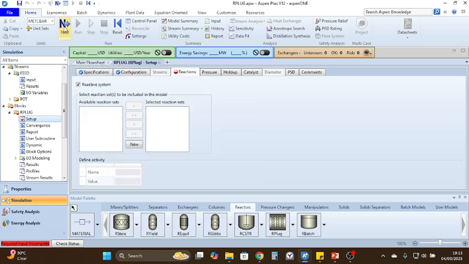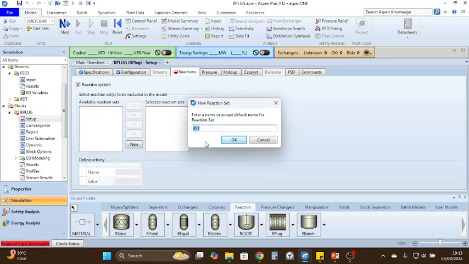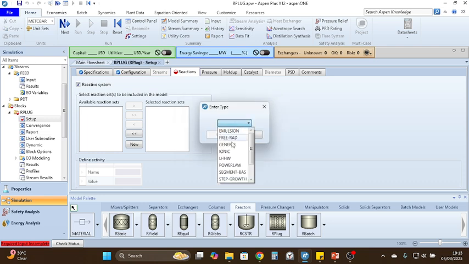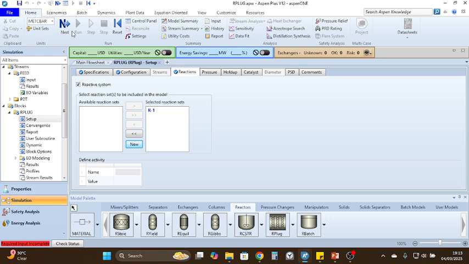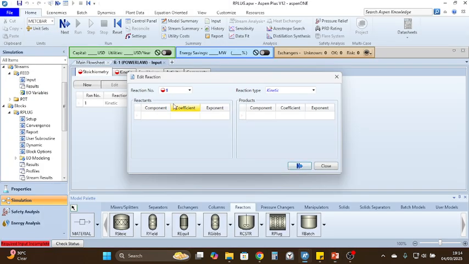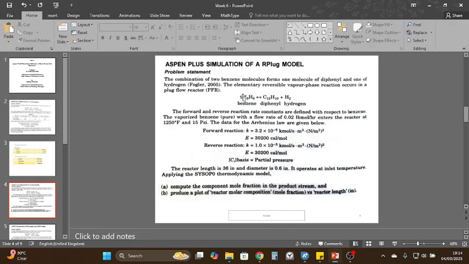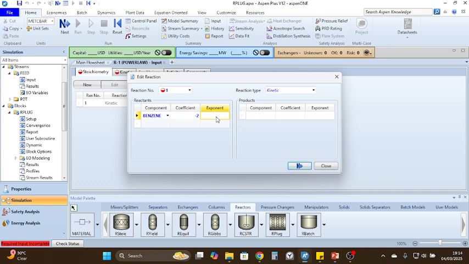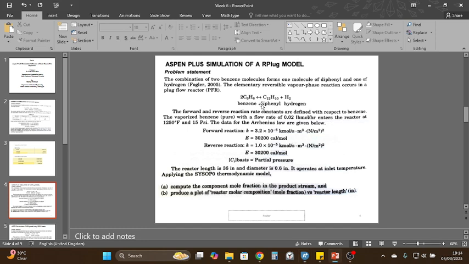Now going to next, we have to specify the reactions. The reaction type is going to be power law. We are going to select OK. So next we have to specify the reactions that are taking place. Now we are clicking on new. So the first component is benzene. First we are specifying the forward reaction. The coefficient is -2 because the stoichiometric coefficient over here is 2, and the exponent we are keeping as 1. In component over here, this is diphenyl.